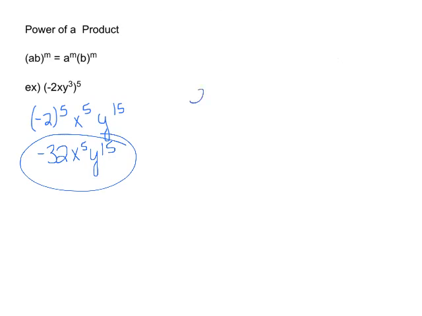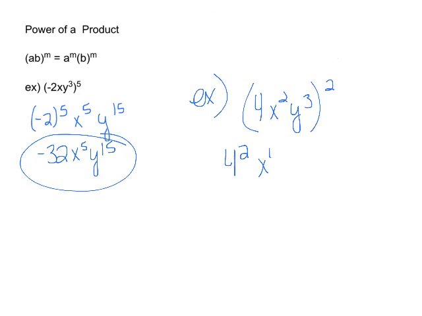Go ahead and try this example on your own. So I'm going to have 4 squared, and then x to the 4th, y to the 6th. 4 squared becomes 16, x to the 4th, y to the 6th.